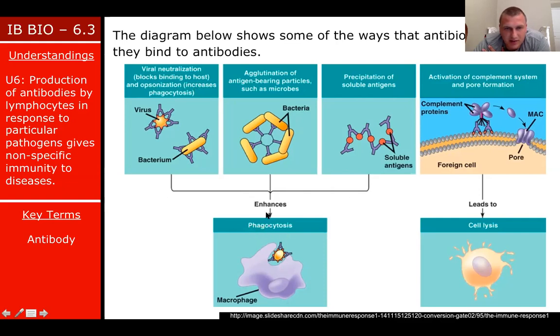But so phagocytosis: some antibiotics enhance phagocytosis, so they help bring that pathogen to the macrophage or to this white blood cell, and then some will help those pathogens pop. So they will literally, if you look here, come and cut their membrane and make them pop.